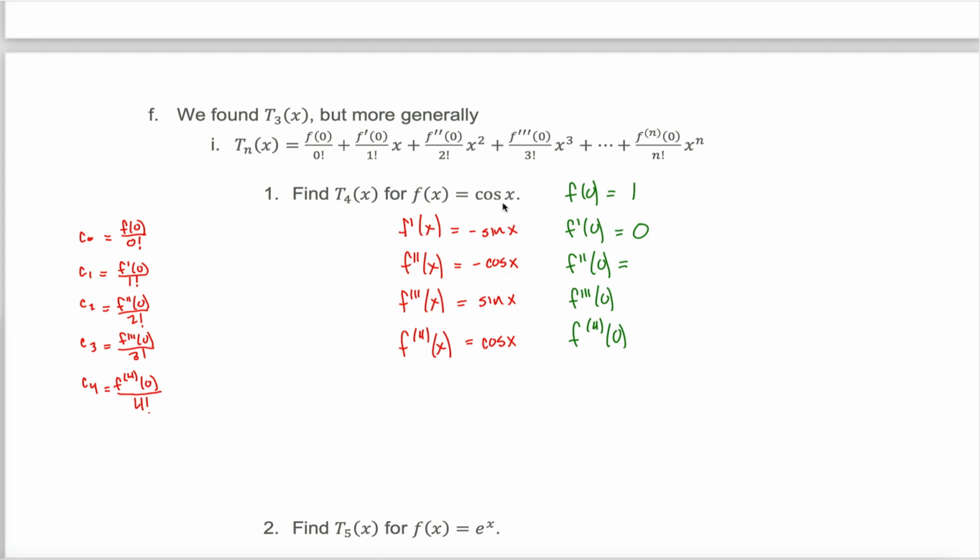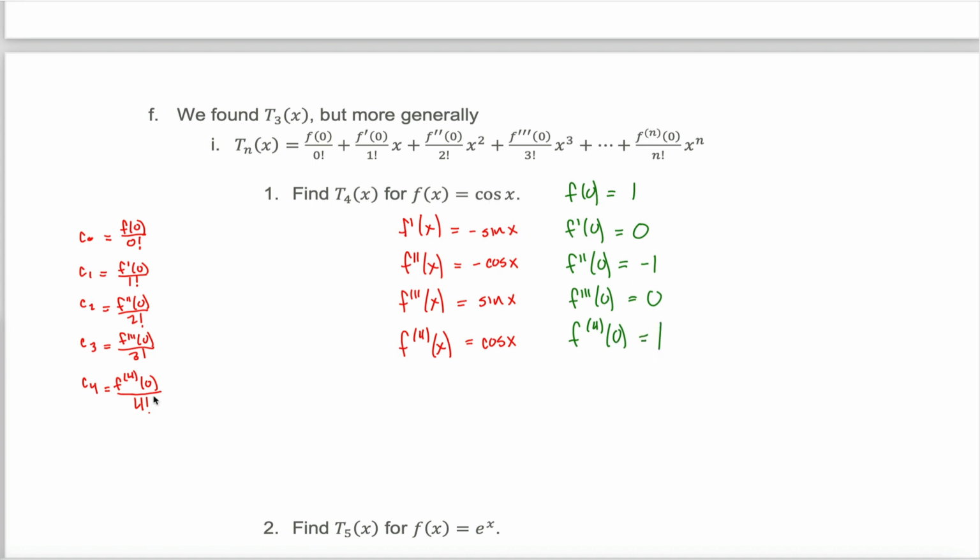For the second derivative, I need to know the negative of cosine of 0. We already talked about the cosine of 0 being equal to 1, so the negative of the cosine of 0 would be negative 1. The third derivative, we're looking for sine of 0, which we already talked about being equal to 0. And the fourth derivative is just cosine of x. Cosine of x evaluated at 0, as we already figured out, is equal to 1.